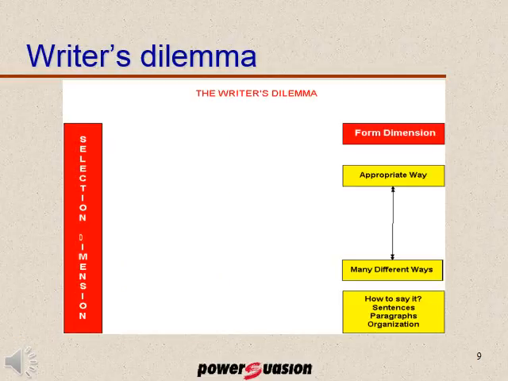Once I've decided on my primary message or the main idea and what I want to include, I then move over to the form dimension. In other words, what is the way I want to express this main idea? How do I want to express my ideas in the piece of writing? For example, do I want to use PowerPoint? Do I want to use text? Do I want to use a lot of pictures? And so on. So the question becomes, what is the appropriate way for me to express this idea?